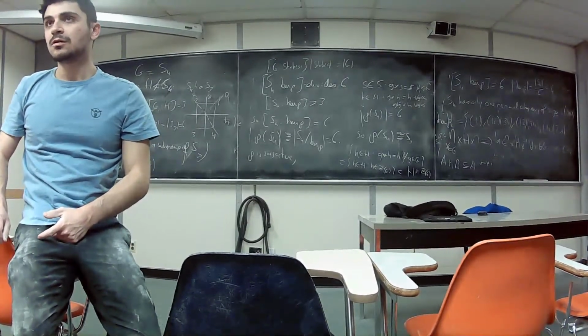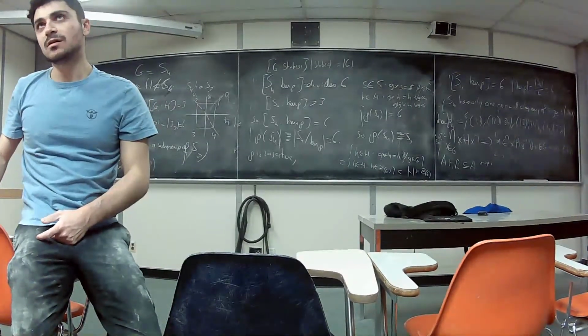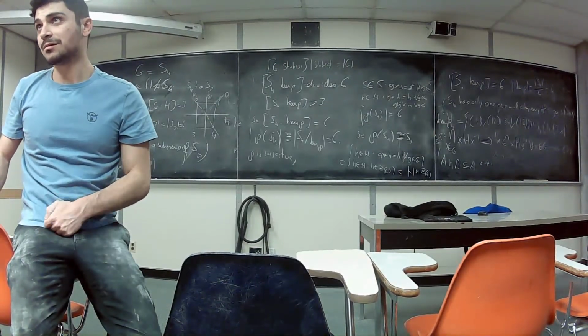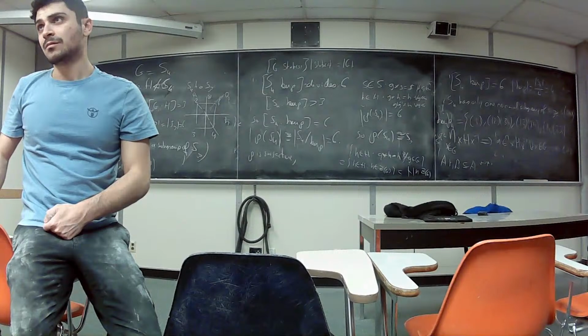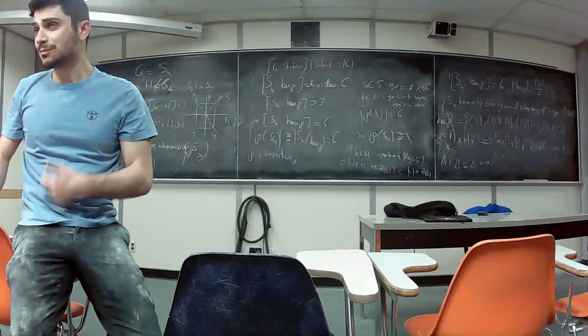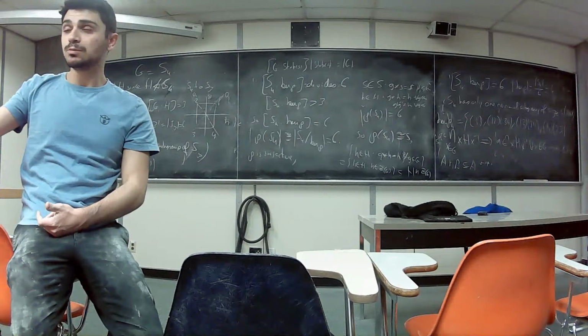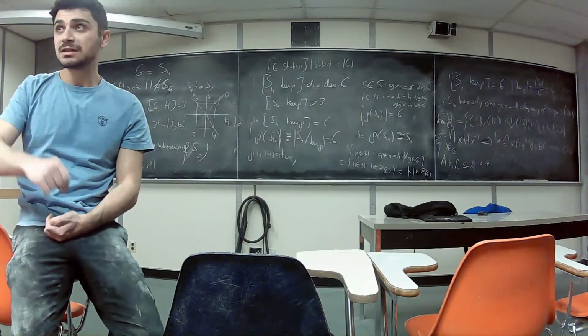5 divides 30. So 5 divides 30 to the 4. You agree or not? Yes. P will divide the cardinality of S, and P will divide QP. So P will divide K.